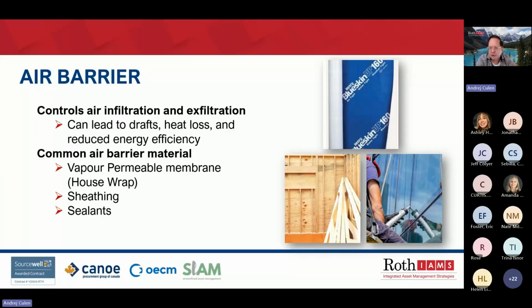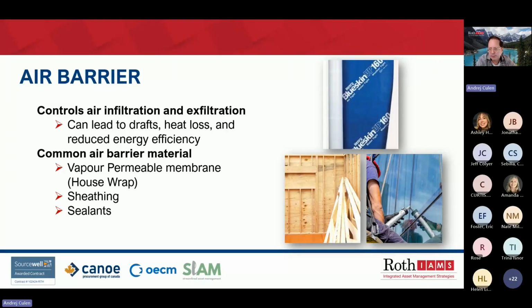Air barriers are crucial for controlling air infiltration and exfiltration, which can lead to drafts, heat loss, and reduced energy efficiency. Common air barrier materials include house wrap, a synthetic vapor permeable membrane wrapped around the building to create a continuous barrier. Sheathing, rigid panels made from materials like plywood, oriented strand board (OSB), or rigid foam, which can serve as both structural support and an air barrier.